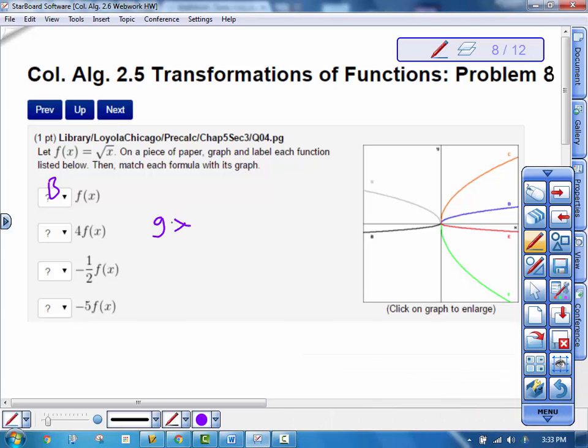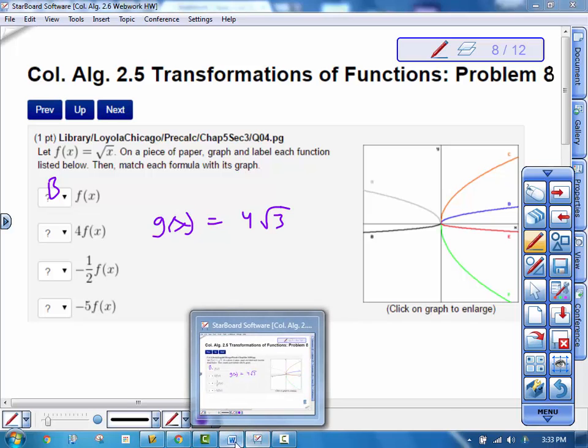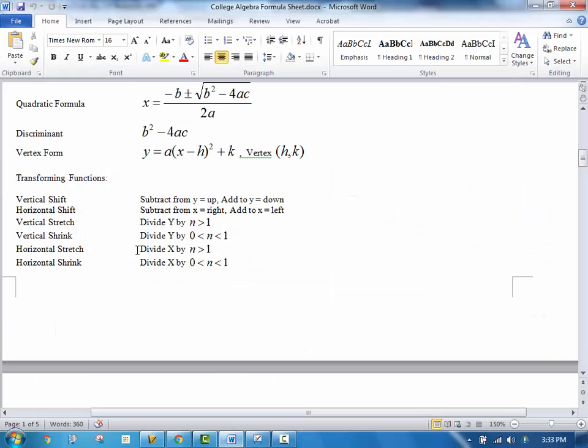I guess it's most helpful to look at it like this. G of x equals 4 times the original function. Divide that by 4, so that'd be a stretch. So that'd be the bigger one up here, C. If I divide y by a number bigger than 1 on the formula sheet, that's a stretch right here.